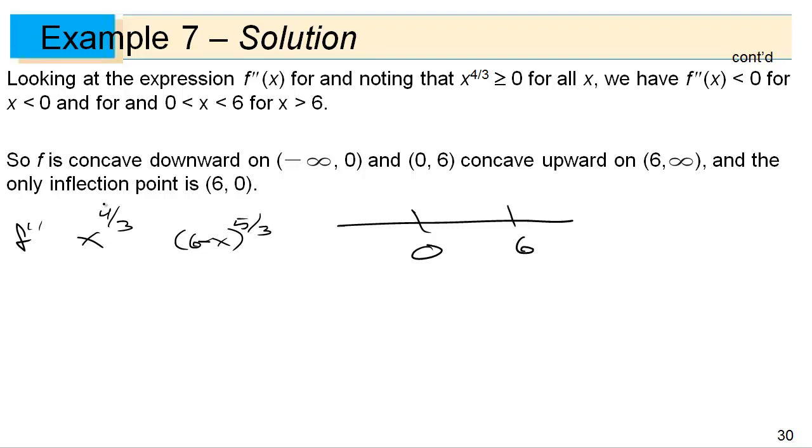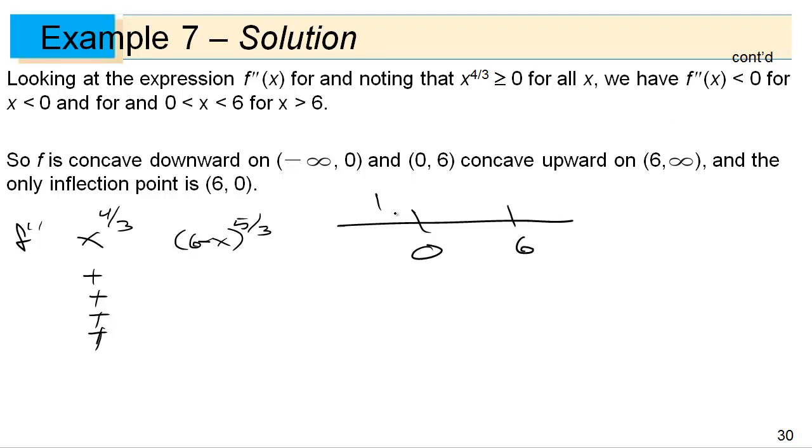Now you'll notice anything to the 4/3 is always going to be positive. Right? No matter what we have, this is going to be positive. Because if you take something and raise it to a power of 4, it's going to be positive. Then when you take the cube root of it, it's still going to be positive. This thing here, 5/3, if it's negative, it's negative. If it's positive, it's positive, right? Because when you're raising it to an odd power, it keeps its sign. So that's really the only one we have to worry about.